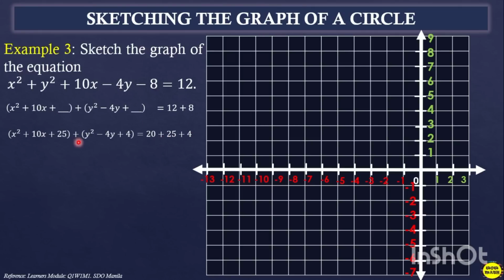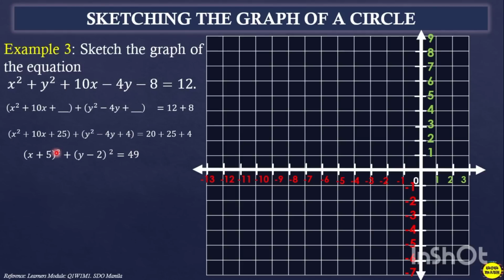So, after this, gagawin natin yung factored form or gawin nating square of binomials ito. So, x squared plus 10x plus 25 magiging (x plus 5) squared. And then, y squared minus 4y plus 4 magiging (y minus 2) squared. 20 plus 25 is 45 plus 4, that is 49.